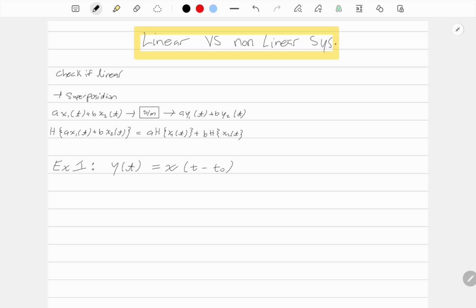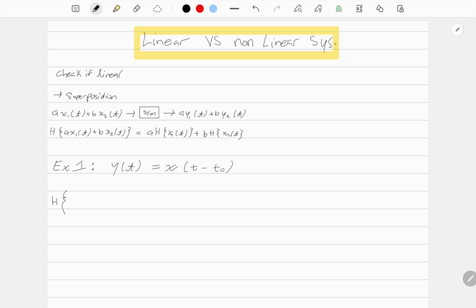So let's say for this example, y of t is equal to x of t minus t naught. So what we're going to do is follow the left hand side of the equation, and then follow the right hand side of the equation and check if they're equal. If they're equal, they're linear. If they're not, then it's not linear. So how do we apply it? Well, we'll start with writing the equation.